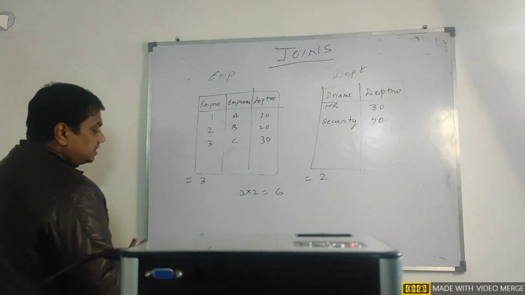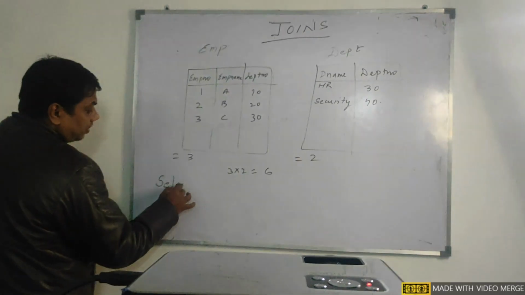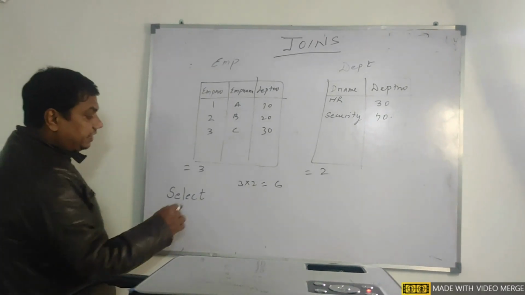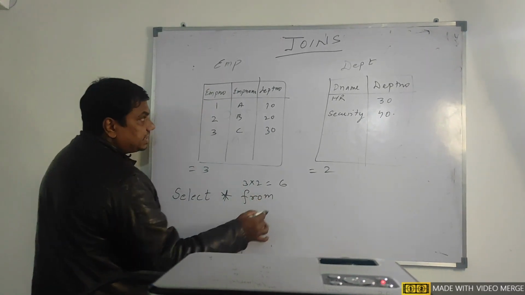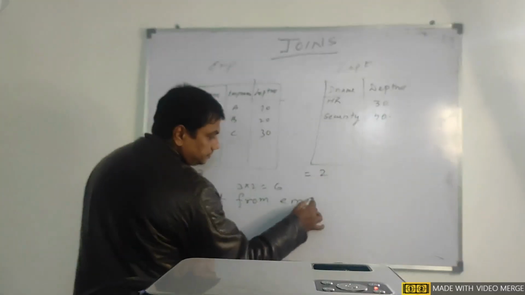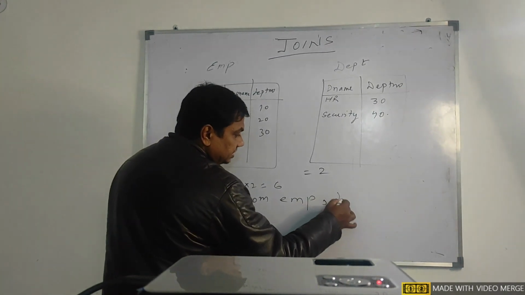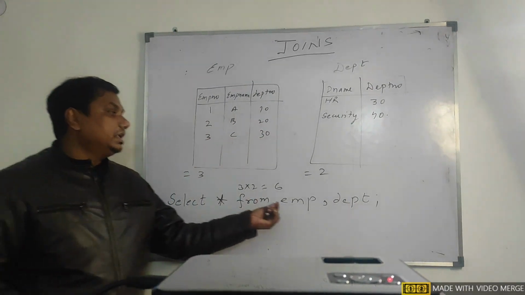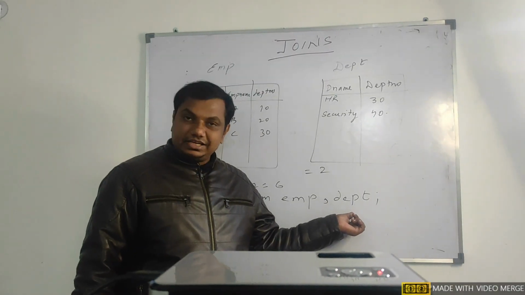So what we will do is the query. How we write it: suppose we want all the records from table 1 and table 2 using Cartesian join. So we write select star from the EMP table, comma DEPT. That means we want all the records from the EMP and department tables. This comma is nothing but your Cartesian join.